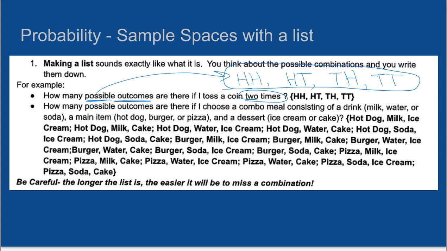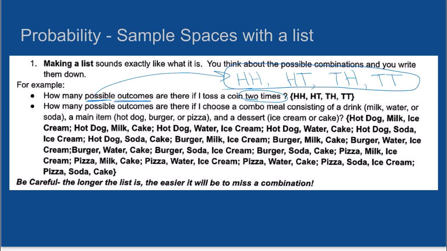Making a list can be really nice because you've got all of the different parts right in front of you. And if we're only talking about a coin, the coin only has 2 sides, tails or heads, and we're only tossing it 2 times, that's a pretty good one to do a list on. But the more possibilities that are available, the longer the list is, the easier it is to miss a possible combination.